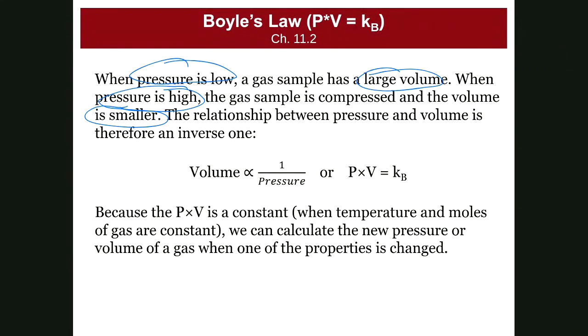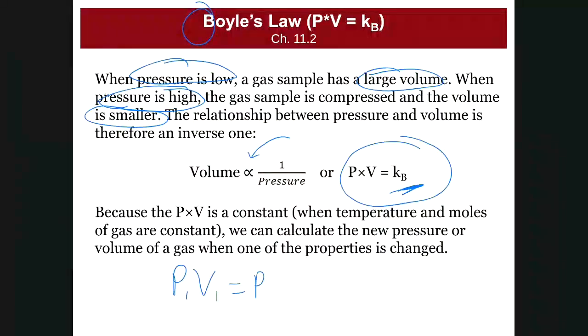So the relationship between pressure and volume is an inverse relationship. Volume is proportional to 1 over pressure. And if we want to make a proportionality constant, we say that pressure times volume is equal to a constant. We're going to call it K sub B because the B is for Boyle's law. Because P times V is a constant, we can calculate a new pressure or volume of a gas when one is changed. So what that means is that P1 V1 equals P2 V2.